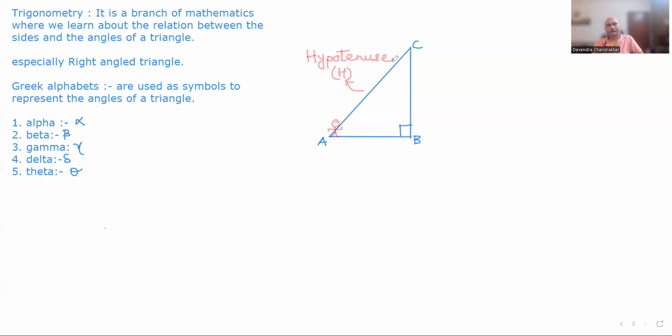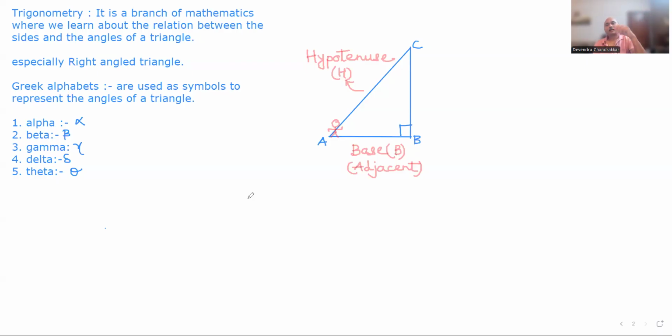Which side, apart from this hypotenuse, is the next side, the side which is closest to you, except for the hypotenuse? Base. AB, right? This AB is called the base, or you call it the adjacent. It has two names, either base or adjacent. I prefer base. This is the base. I hope all of you understood this. Yes or no? Yes, sir.